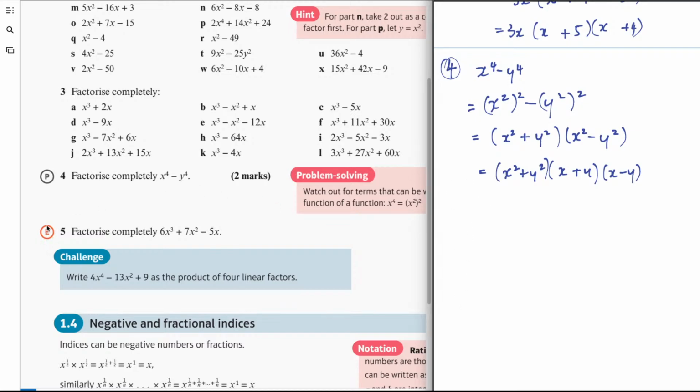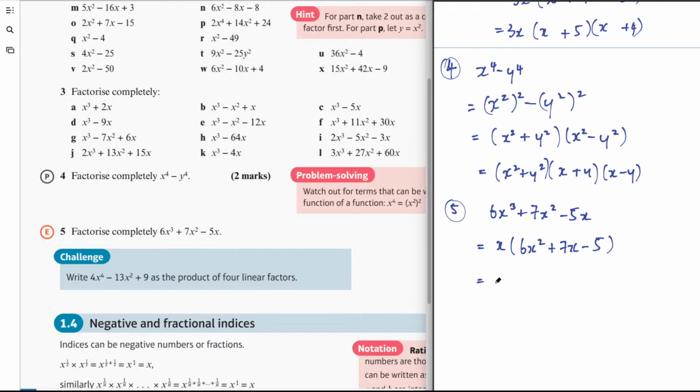And the last one is this E stands for an exam style question. So this is something you might get on an exam. Factorize completely 6x cubed plus 7x squared take 5x. Okay, so let's take out the common factor of x. 6x squared plus 7x take 5. And then let's try to factorize that quadratic.